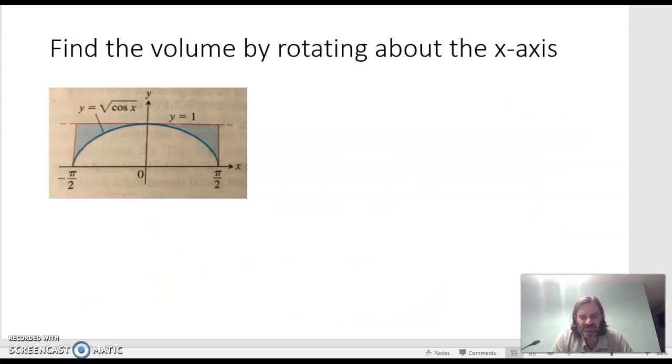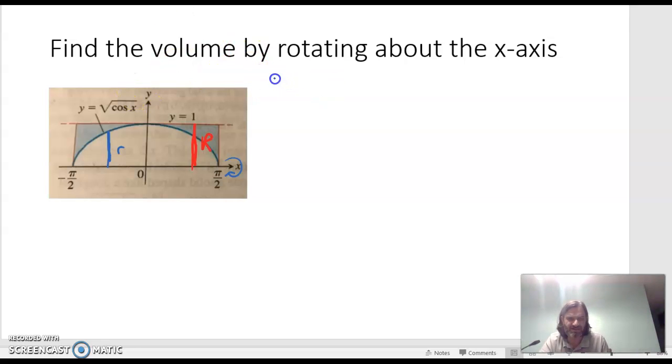So let's see here. We're going to find the volume by rotating the graph we have here around the x-axis. You can imagine what this is going to look like. It's the region where, from looking at the picture, the outer radius is 1, y equals 1, and the inner radius is y equals the square root of the cosine of x. We've got the region between a straight line and a curve, and we're going to run that from negative pi over 2 to positive pi over 2.